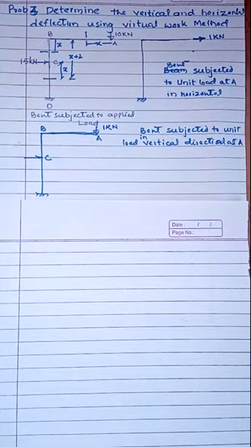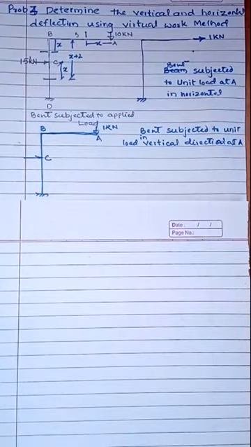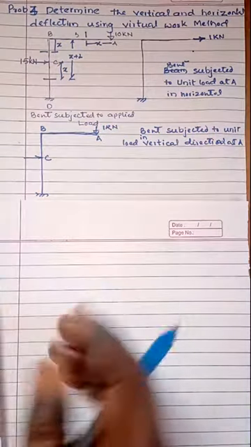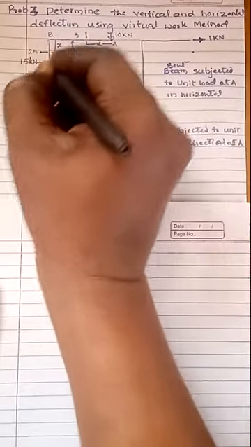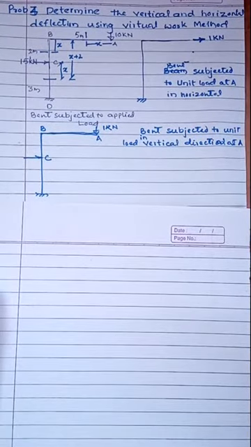Here the length of this portion is 5 meter. This one is 5 meter. This distance is 2 meter. This distance is 3 meter. Here this is the given problem. It is subjected to a point load of 10 kilonewton at the free end A.